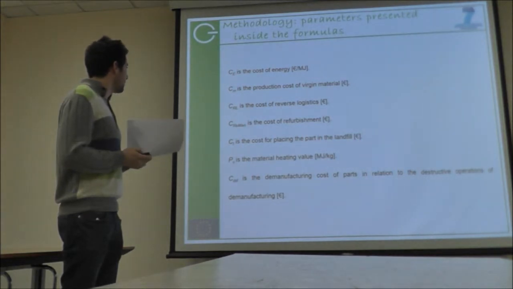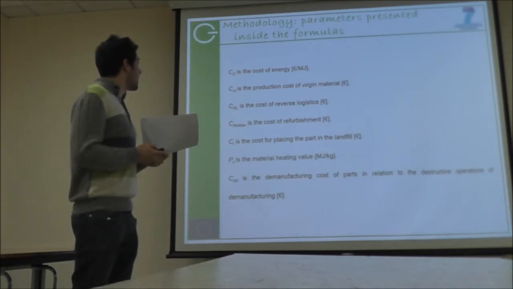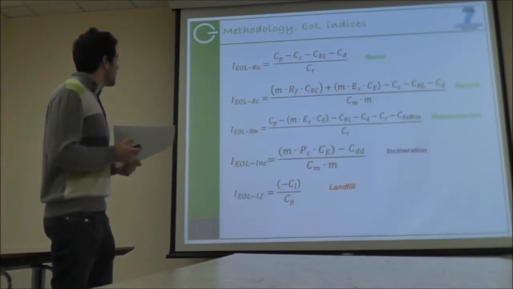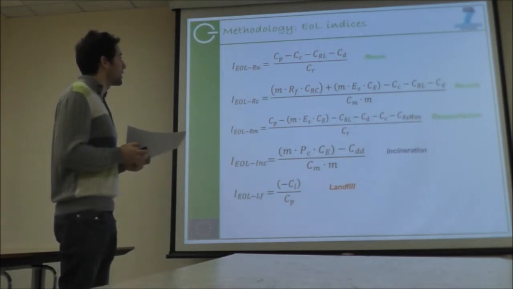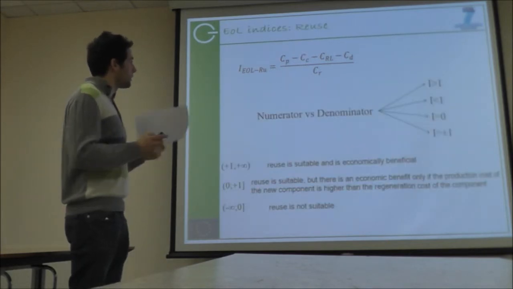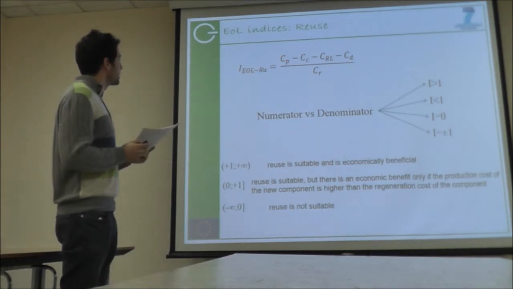The material heating value, the cost of refurbishment, production of virgin material, energy cost. And here are shown the 5 indices. As you can see, there are 5 scenarios: reuse, recycle, remanufacture, incineration, and landfill. So now we try to have a look a little more in detail. For instance, the reuse one.